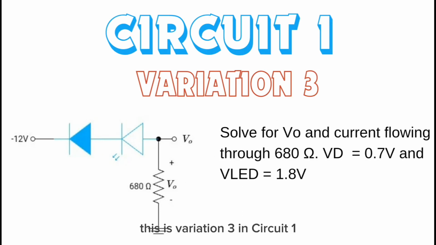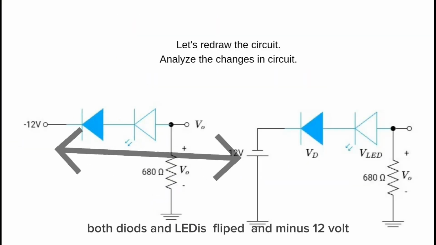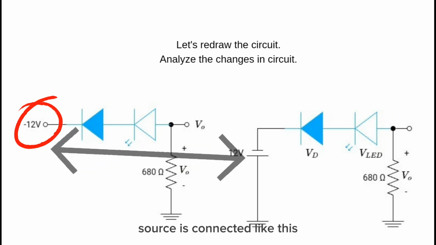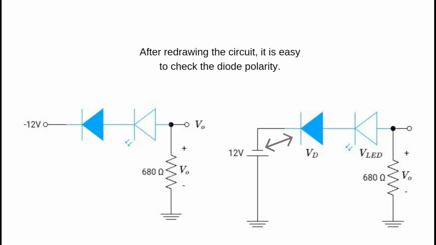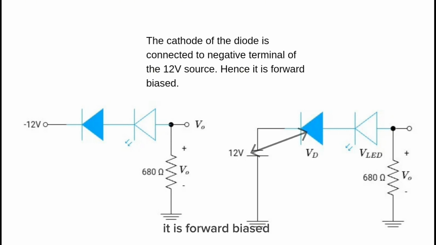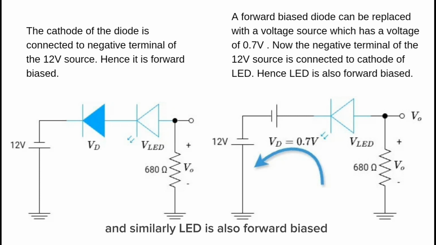This is variation 3 in circuit 1. We can see both the diode and LED are flipped and a minus 12 volt source is connected like this. The diode is forward biased because the cathode of the diode is connected to the negative terminal of the source. It is forward biased, and similarly the LED is also forward biased.